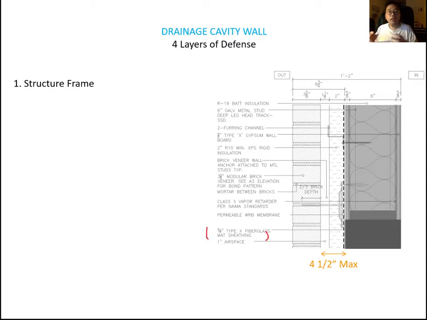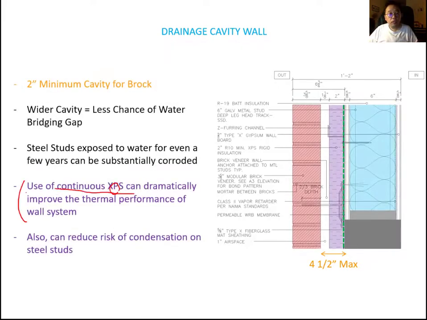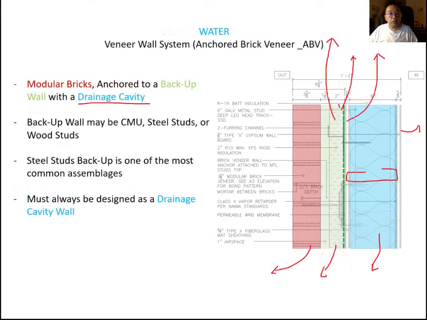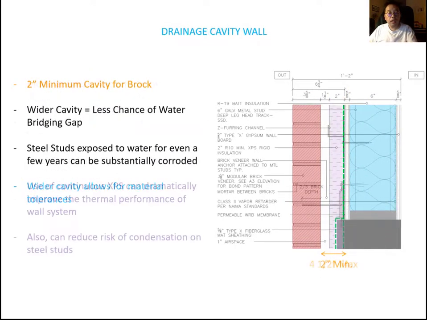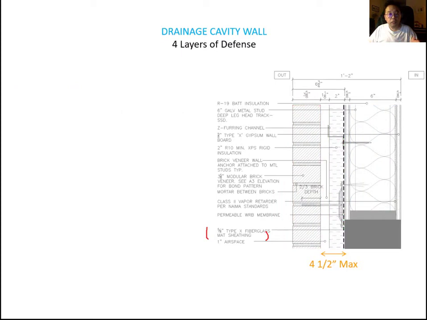Okay. And then in the middle, you have to have the cavity space. And then to protect the cover board, you have to have the waterproofing membrane. And then to increase your wall performance, I highly recommend adding the rigid insulation. Okay. And then you remember the minimum cavity space. It is 2 inch minimum, right? You remember here? And then 4.5 inch is the maximum, okay?